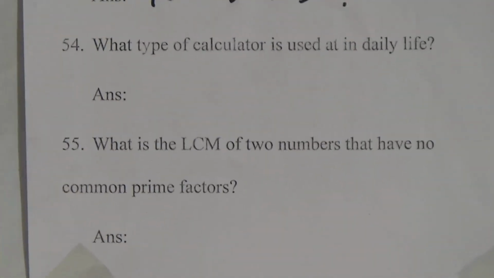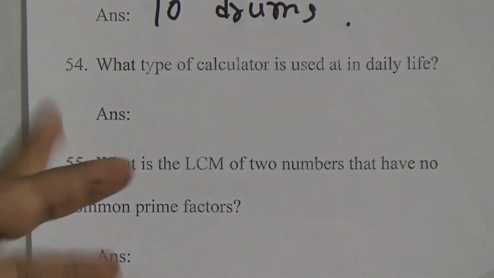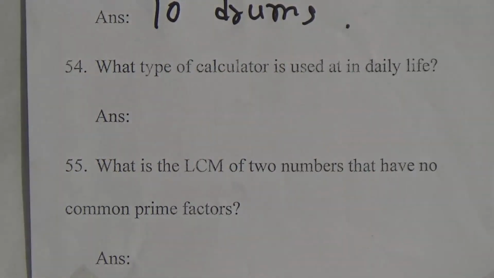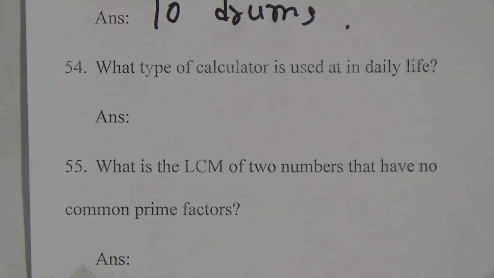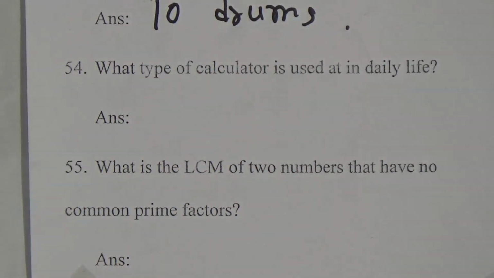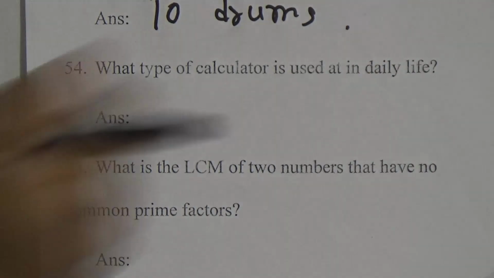My dear student, next question is a so easy question and I hope you can answer this by yourself. What type of calculator is used in daily life? My dear student, we know that there are two types of calculator. One is simple calculator and another is scientific calculator. Scientific calculator is used in educational sector, but simple calculator is used in our daily activities, in a small business etc. So here notice daily life. So it must be simple calculator.